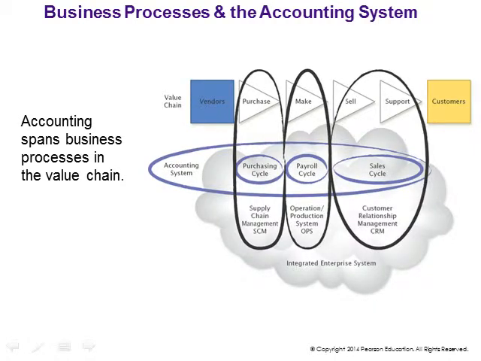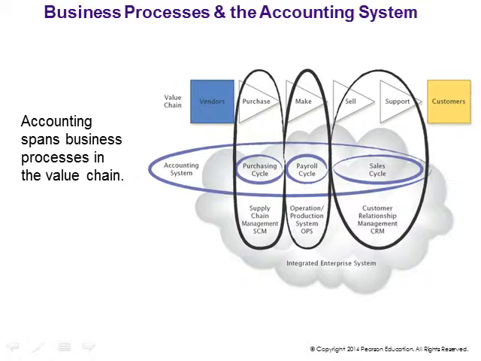And so we can see from this illustration that we've seen before that the accounting function spans multiple business processes in the value chain. As a result, there are multiple different cycles that we have to take into account within the accounting system. So we want to be aware of and understand the purchasing cycle and how the accounting system integrates with the purchasing cycle in ways like accounts payable, in order to provide value to the purchasing function. Purchasing function being a significant part of the supply chain management system.